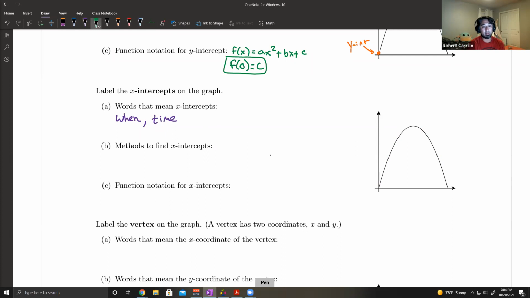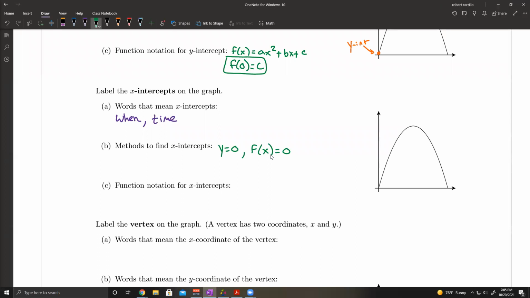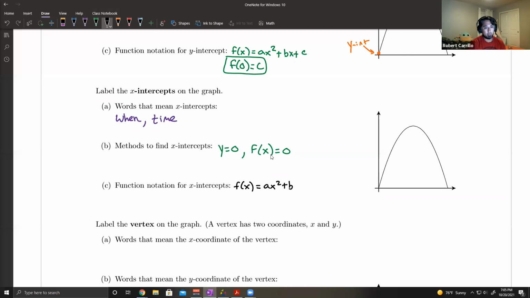And then methods to find X-intercepts. Well, to find an X-intercept, we let Y equal 0. Or in function notation, we let f of x equal 0. Okay. And then function notation for X-intercepts. If you let f of x equal 0, and we rewrite the standard form, you would get 0 equals ax squared plus bx plus c, which when we eventually find the X-intercepts, we will come out with coordinates, let's just say x1 comma 0 and x2 comma 0. So that would be our function notation.